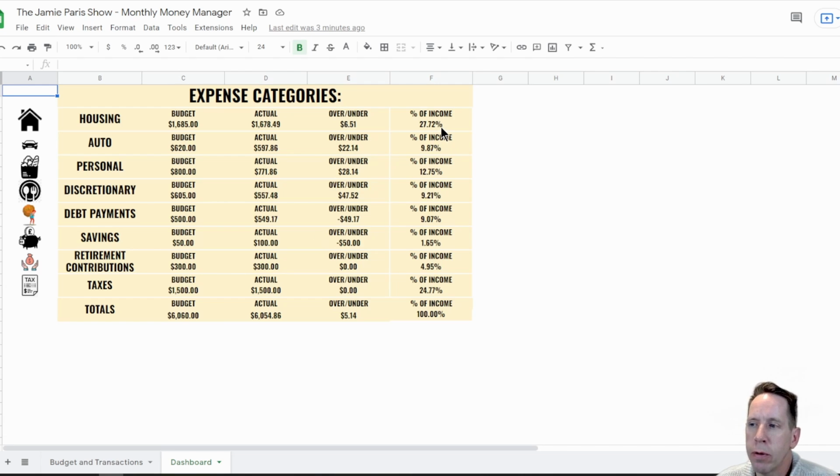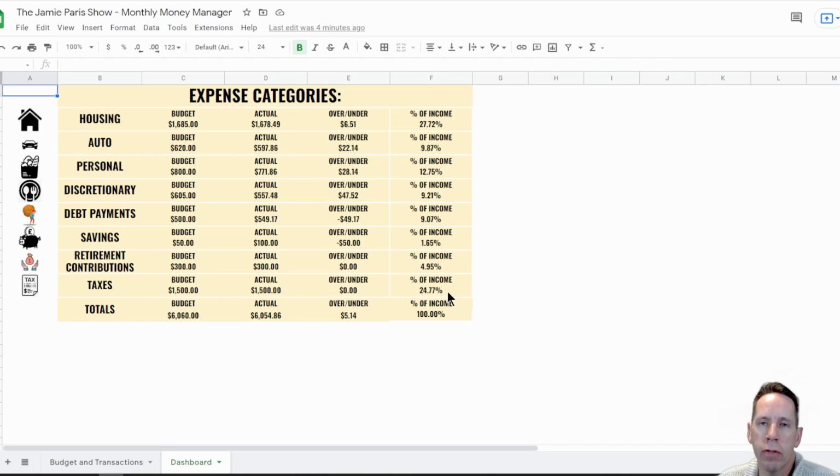And then here it shows you your percentage of your income, how much each of these expenses are. So this person's housing expense is 27.7% of their income. Their auto expense is 9.87%, while their personal expenses is 12.75%. Their discretionary is 9.21%. They're paying 10% of their income towards paying off debt. 1.65% is going towards savings goals. 5% roughly is going towards their retirement. 25% is going towards their taxes.